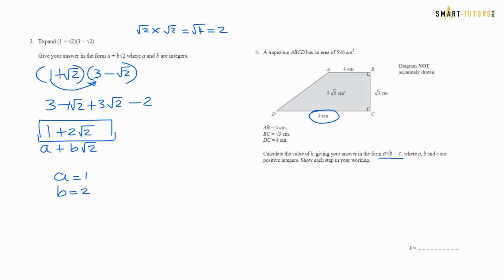So in order to do this one, you only need to know the area of the trapezium. Careful, we already know the trapezium area equation: a plus b divided by 2 times height. So area is 5 root 6. a plus b is 4 plus k, divided by 2 times the height, which is root 3.